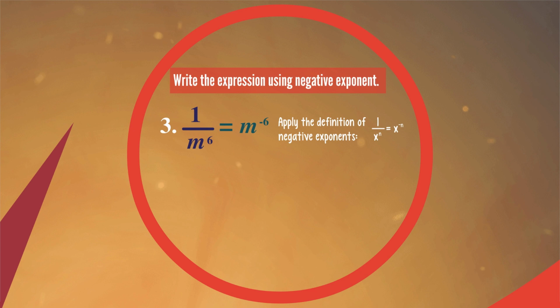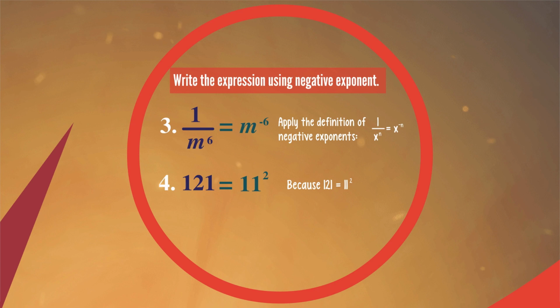Now let's try expressing it into a power with a negative exponent. The given number is 121. Because 121 has the same value as 11 squared, we can equate 121 to 11 squared. So the given number became a number with a positive exponent.